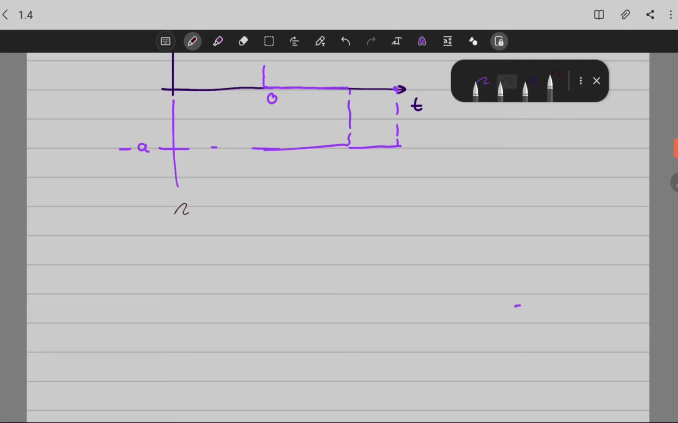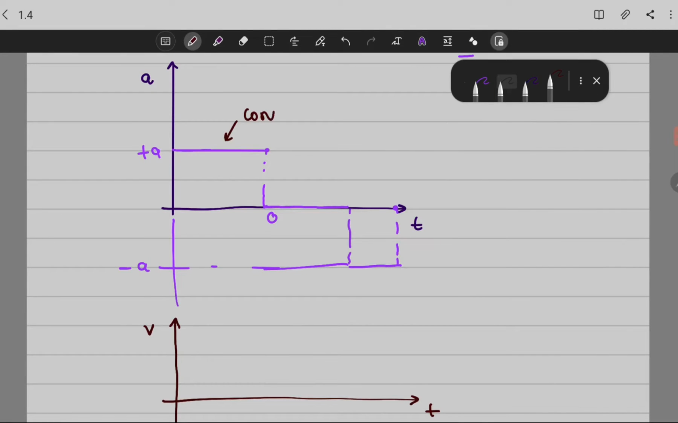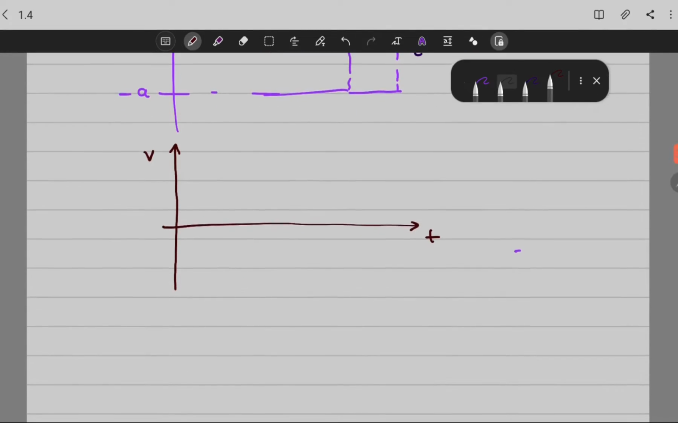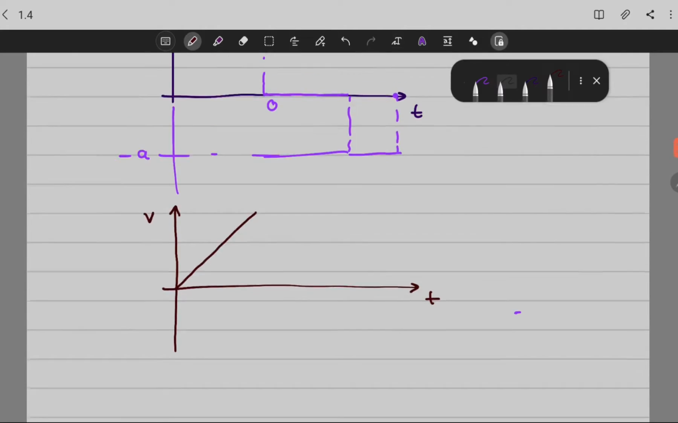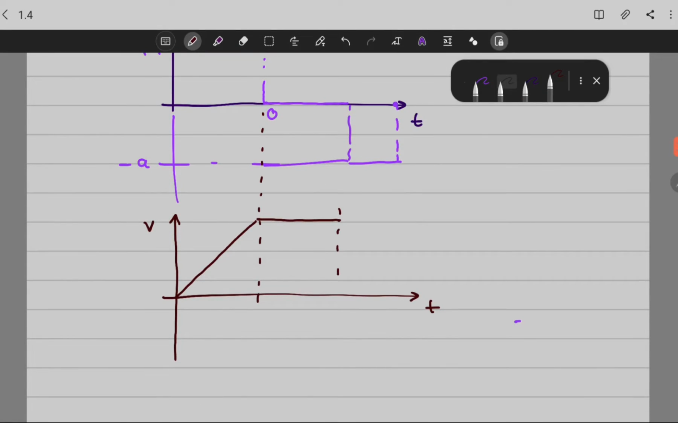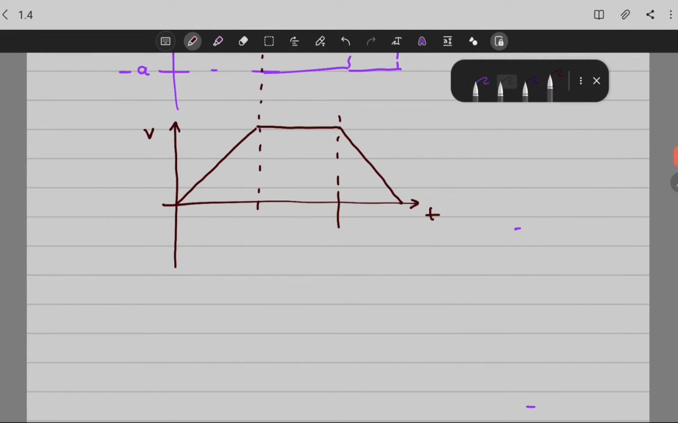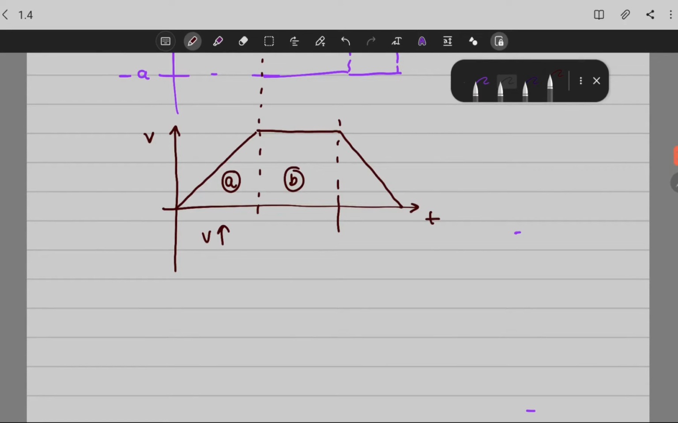Now if you draw the graph of velocity versus time, as the acceleration is constant, the velocity will increase linearly to this particular point, and then it will be constant for this particular time instant, and then it will decrease. Okay, so in this particular region A, the velocity is increasing, in the region B, velocity is constant, and in the region C, velocity is decreasing.